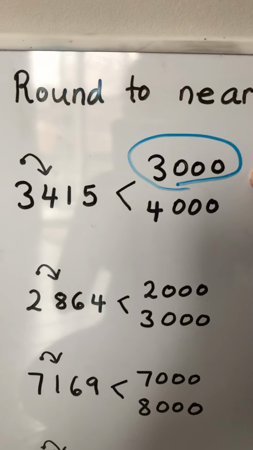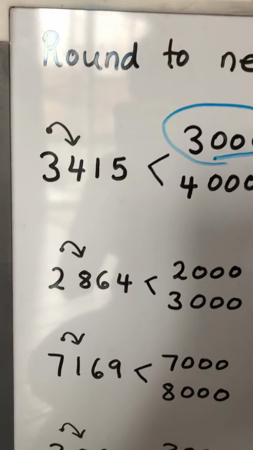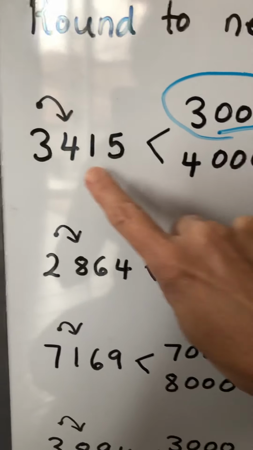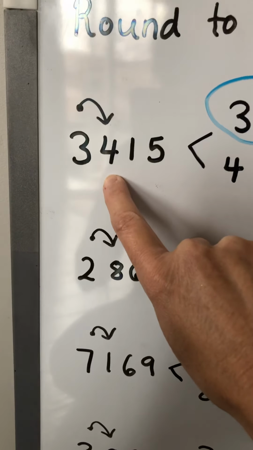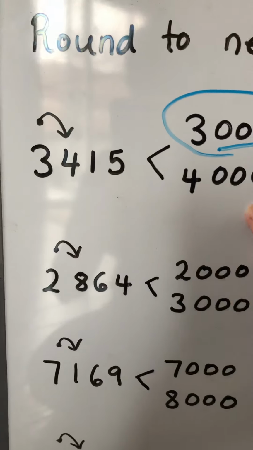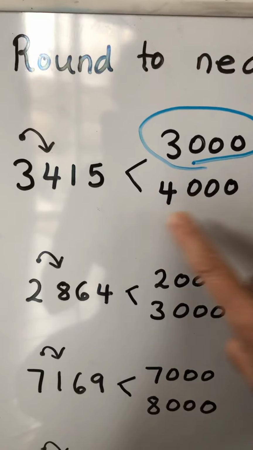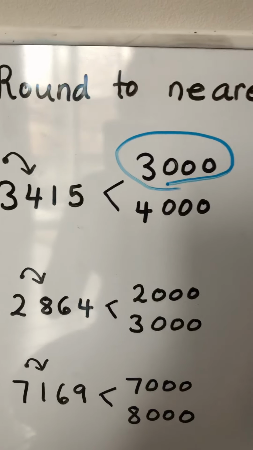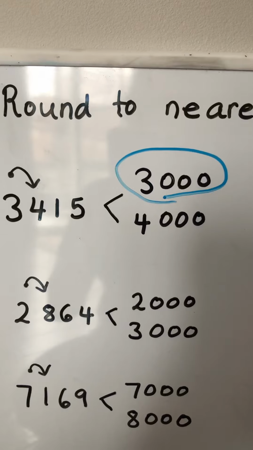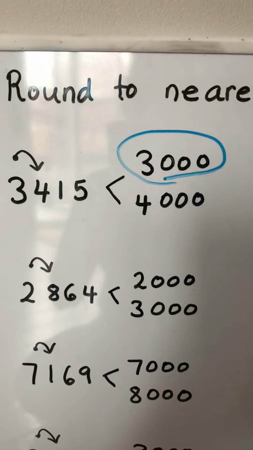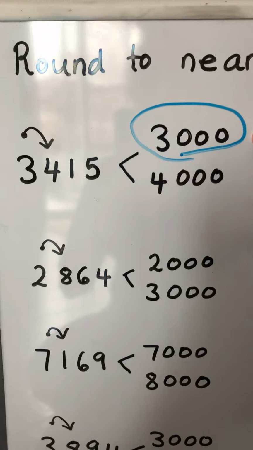We just have to remember how to count by thousands. So it's going to be 3,000 or 4,000. Our neighbors help us decide, and remember the rule. 5 or bigger than 5, you round up. Less than 5, you round down. So 4 is less than 5. So 3,415 rounded to the nearest thousand will be 3,000.